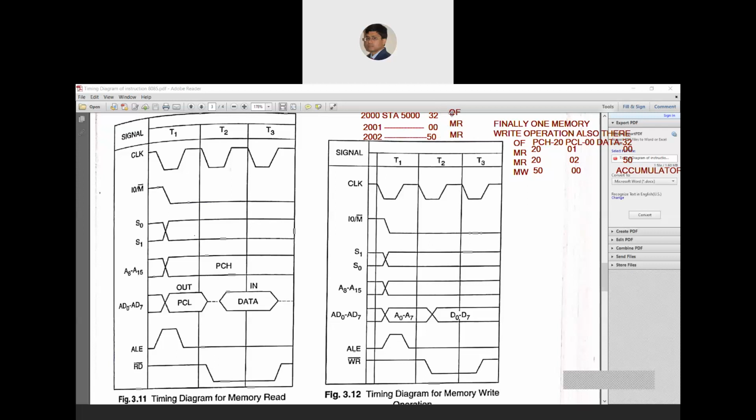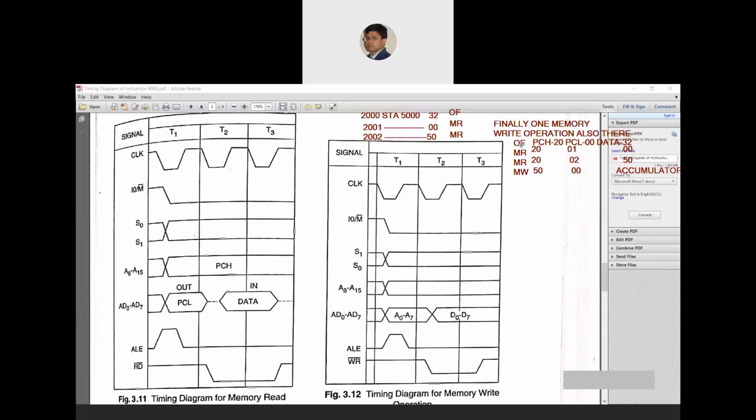Once these three operations are done, there is finally one memory write operation also, because this instruction is writing the content of the accumulator into the 5000 location. So the content of the accumulator is written to the location 5000, and the last memory cycle is your memory write operation, or memory write cycle.